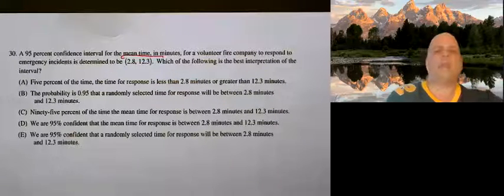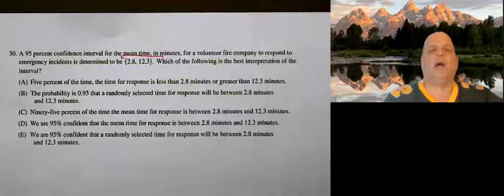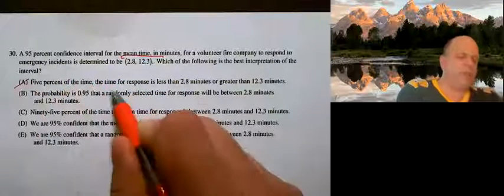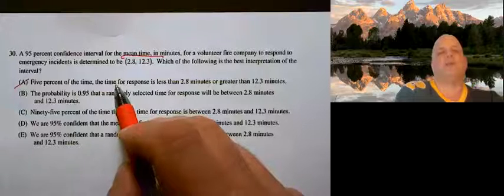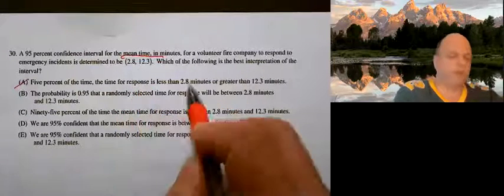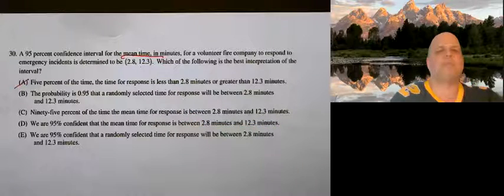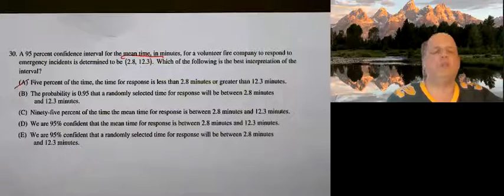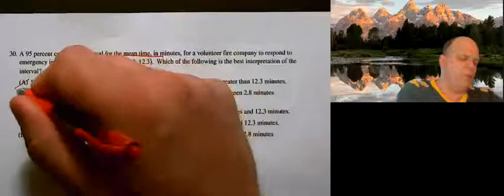So for 5% of the time for response is less than 2.8 or greater than 12.3. It's not 5% of the time. 5% of our intervals are wrong. So we can't make that comment because that's specifically about the time. The probability is 0.95 that a randomly selected time for response will be between 2.8 and 12.3.